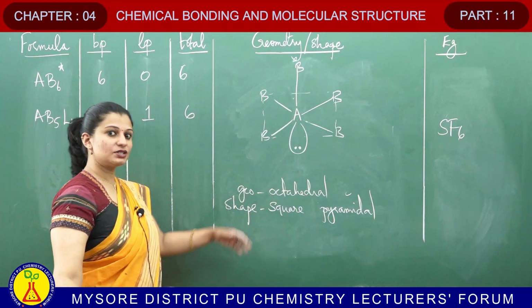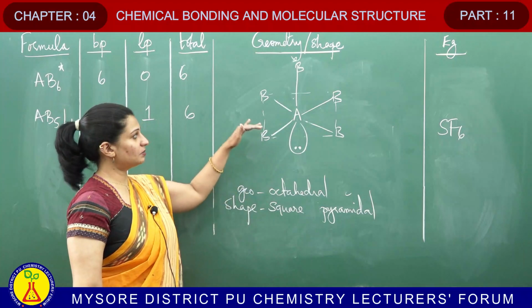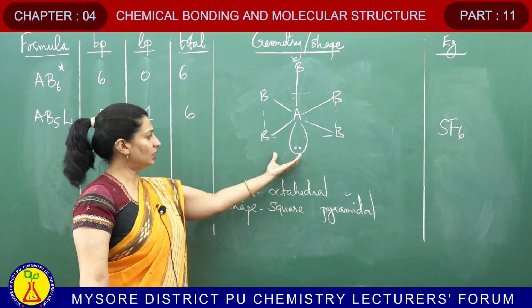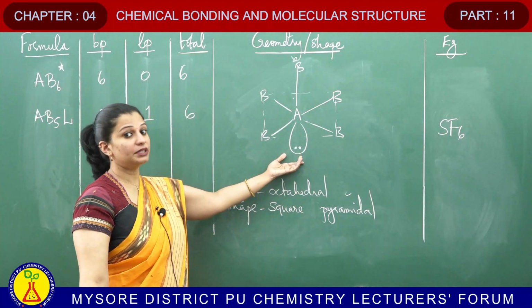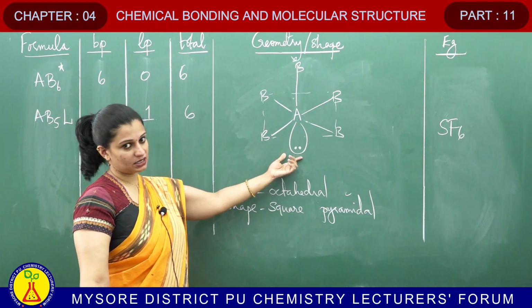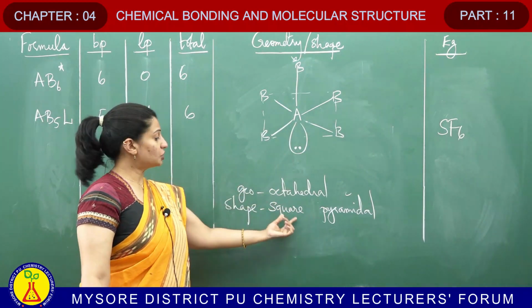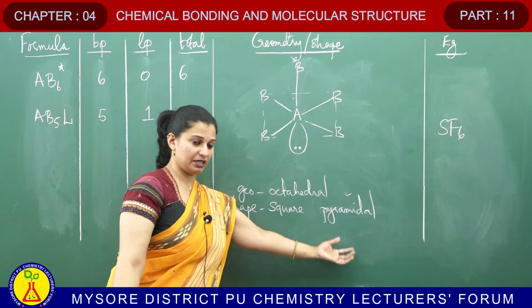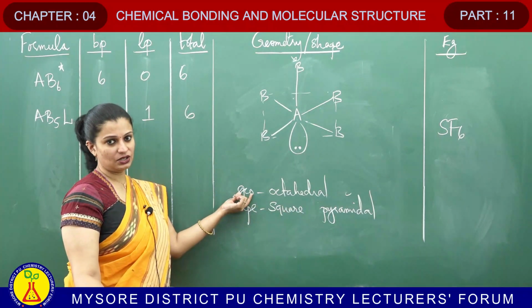Why? Because now there is no pyramid on both sides. Now there is a pyramid only on the top. The bottom pyramid is now not there because it has been replaced by a lone pair. So the shape is called square pyramidal. The geometry remains octahedral.